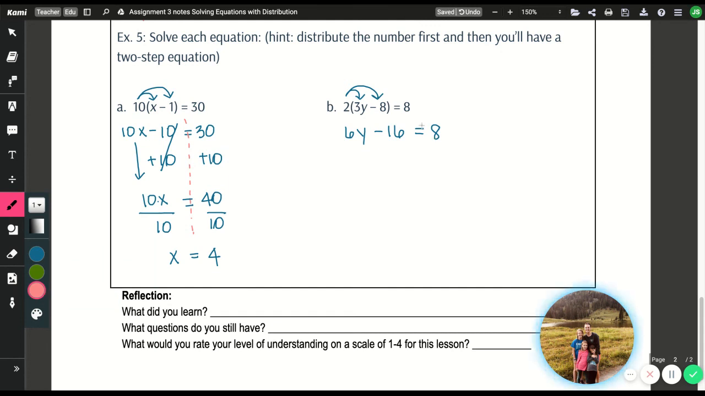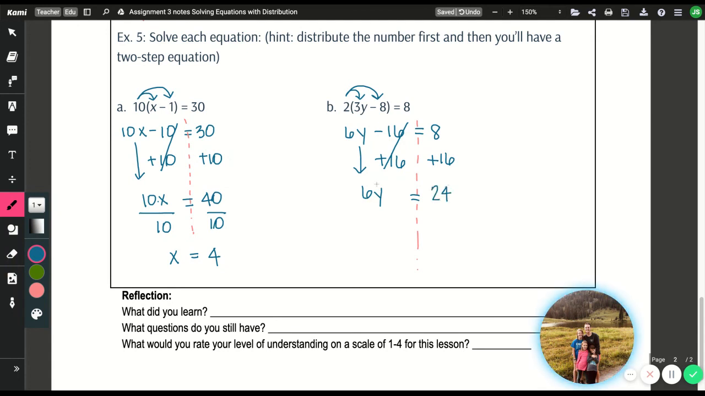Then we're going to draw our line, right? Our visual reminder that we have to keep it balanced. Reverse order of operations, so addition and subtraction come first. This negative 16, I'm going to do the opposite, which is to add 16. And then I have to balance my equation by also adding it on the other side. So bring down your 6y. Negative 16 plus 16 is 0, so those are gone. Bring down your equal sign. And 8 plus 16 is 24.